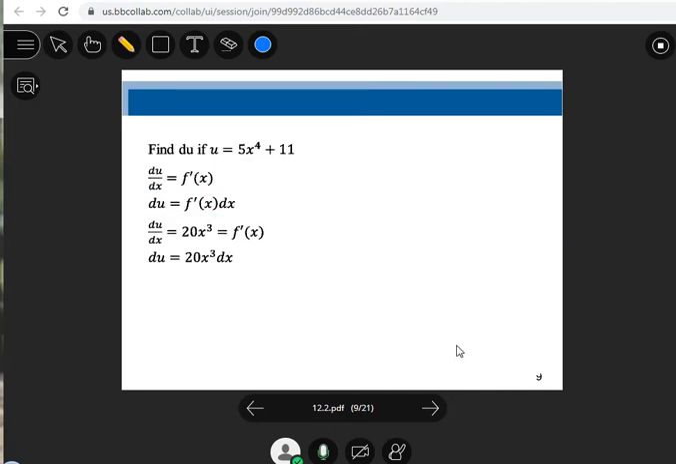Let's move to our next problem. Here you need to find du. Sometimes dv, du, dx, dy, we call all of these differentials. So u is given as this function, then du over dx is f prime x. This is the definition of the differential du. So find f prime x. It becomes 20 times x to the power 3. Then you substitute this f prime x and times dx. So this is the differential. These are some basic examples of how we can calculate the corresponding differential of a given function.